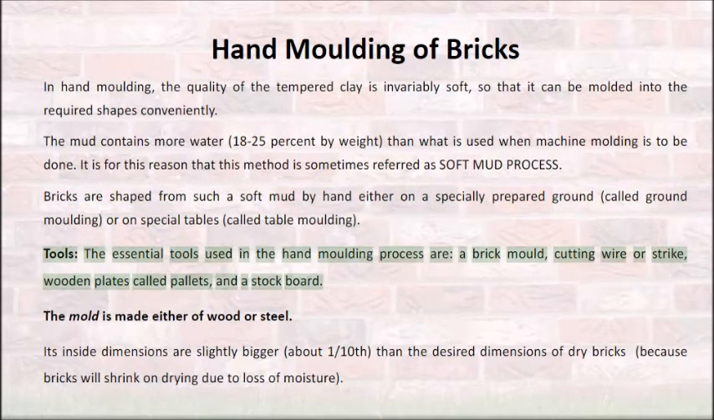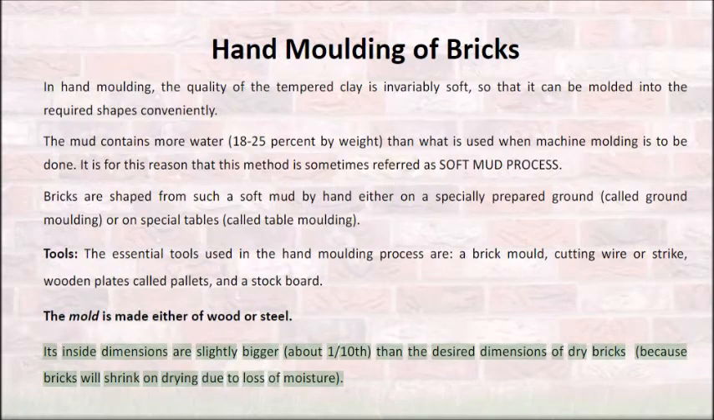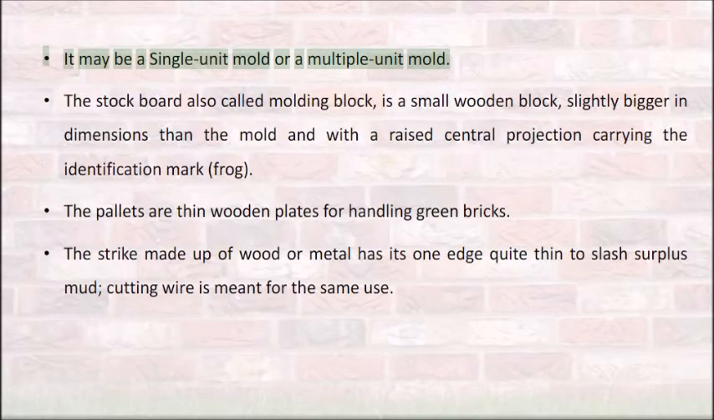Tools. The essential tools used in the hand moulding process are a brick mould, cutting wire or strike, wooden plates called pallets, and a stock board. The mould is made either of wood or steel. Its inside dimensions are slightly bigger, about 1/10, than the desired dimensions of dry bricks, because bricks will shrink on drying due to loss of moisture. It may be a single unit mould or a multiple unit mould.